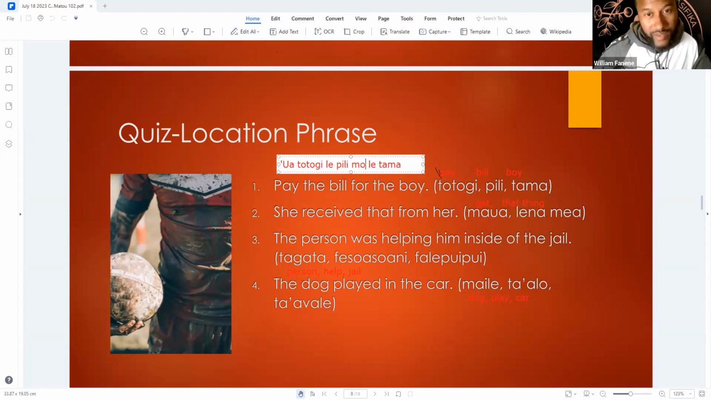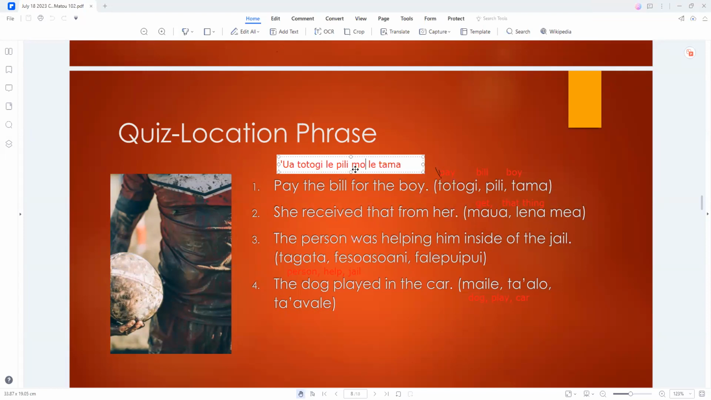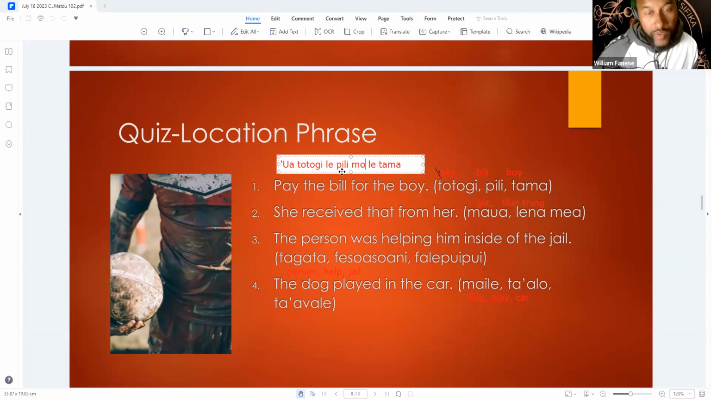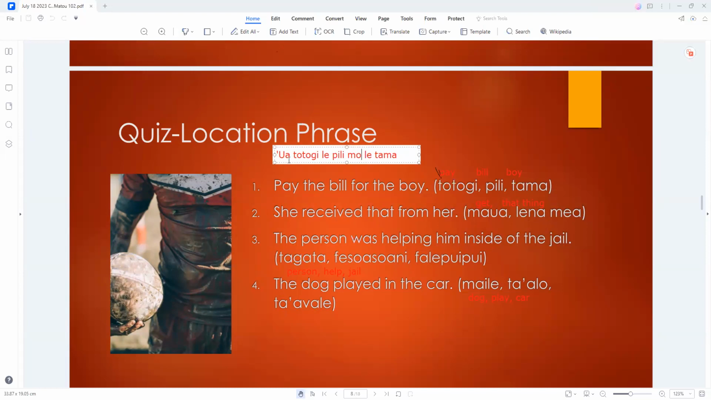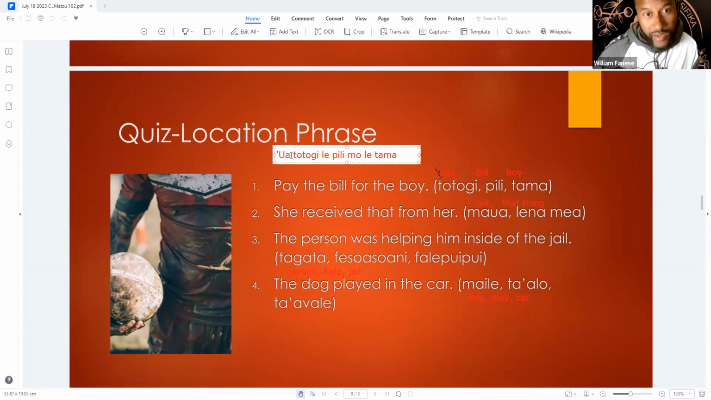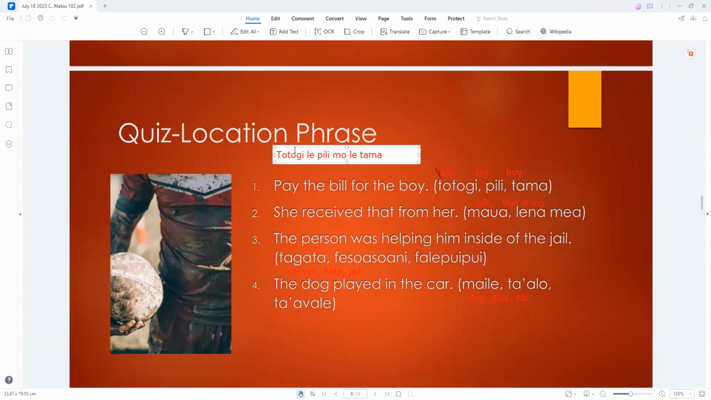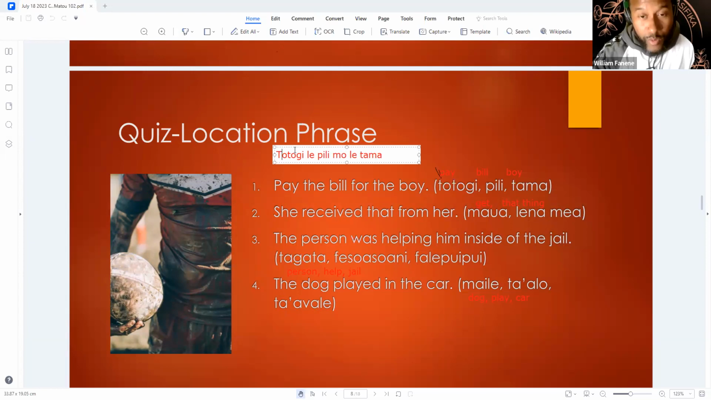So the tense marker, would it be just e? Is it supposed to be just e? I think I used the wrong one. Well no, pay the bill for the boy. Yeah, it could just be like this, because it's a command. So remember with commands, you could just tell somebody, hey, tutongi le pili mo le tama. Or kokongi le pili mo le kama, or tutongi le pili mo le tama. But just remember, keep your T's and your K's straight. I think I mixed them up still.